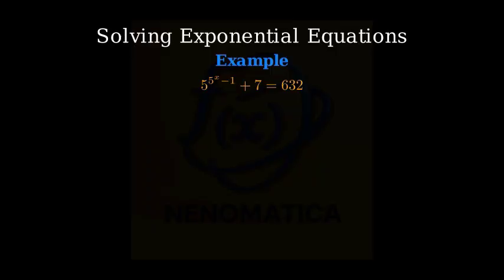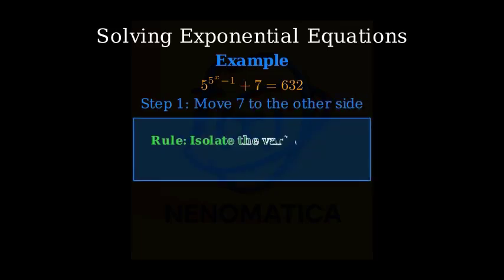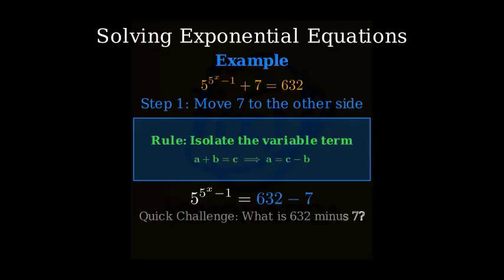Let's look at this example. To solve this exponential equation, we need to isolate the expression containing our variable. Step 1. Let's move 7 to the right side of the equation. Using the rule that we can isolate the variable term by subtracting values from both sides, we get 5 raised to the power of 5 to the x minus 1 equals 632 minus 7.